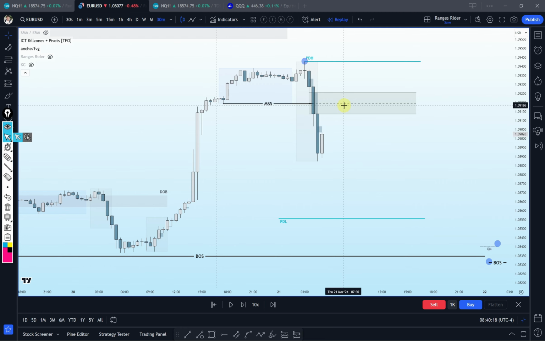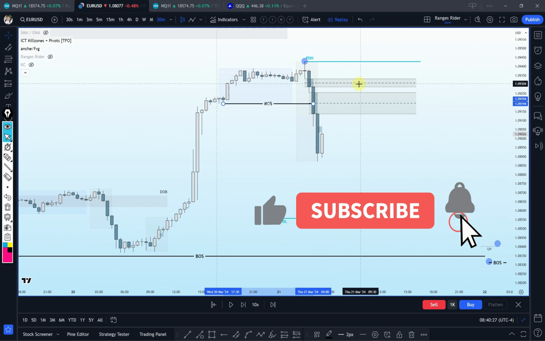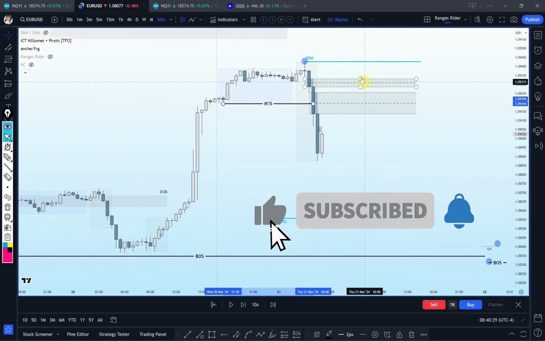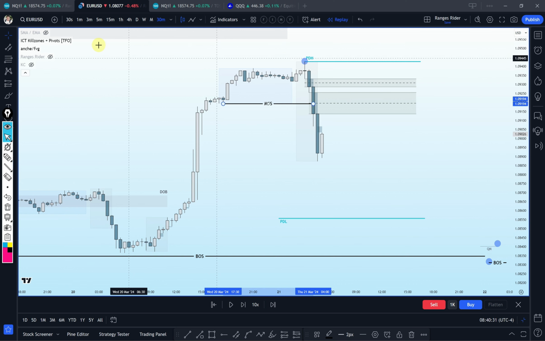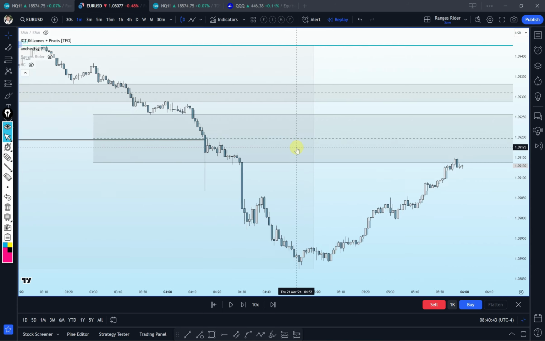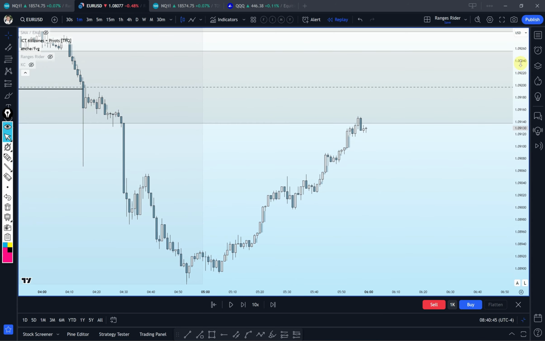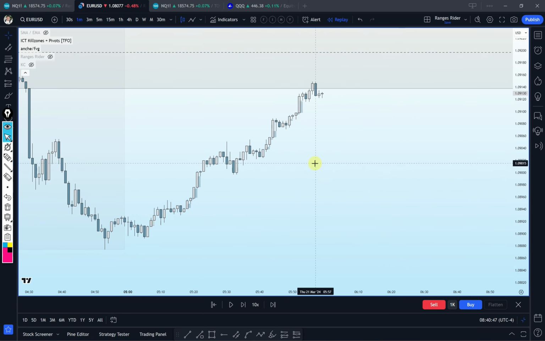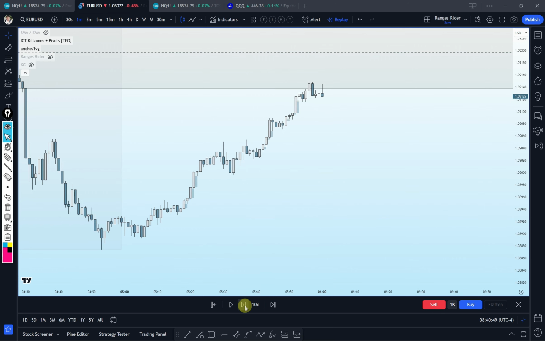In this case, when the price reaches here or here, we will wait for the confirmation entry, and we never know how far or how deep the price will go. In this case, the price reached the fair value gap, and here we will go to the 1 minute time frame, and now we are looking for the confirmation entry.